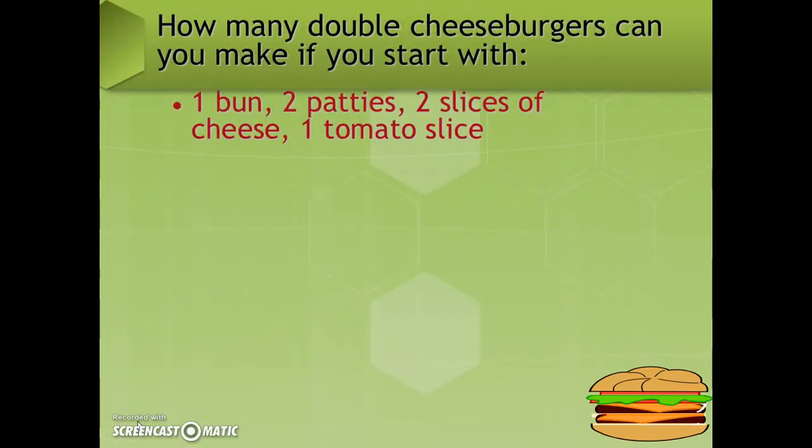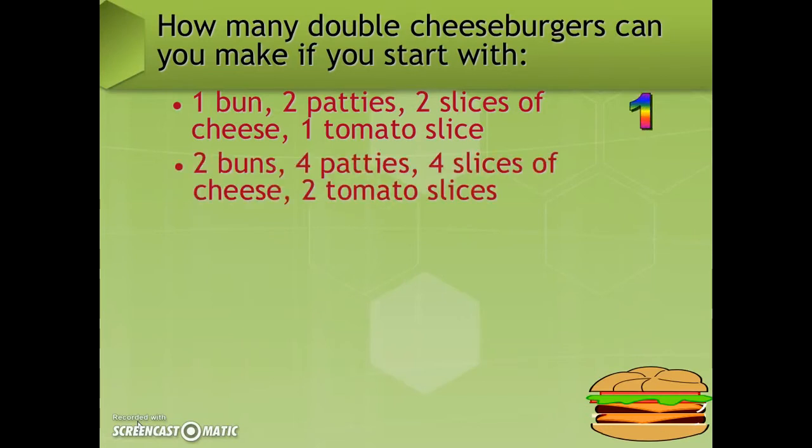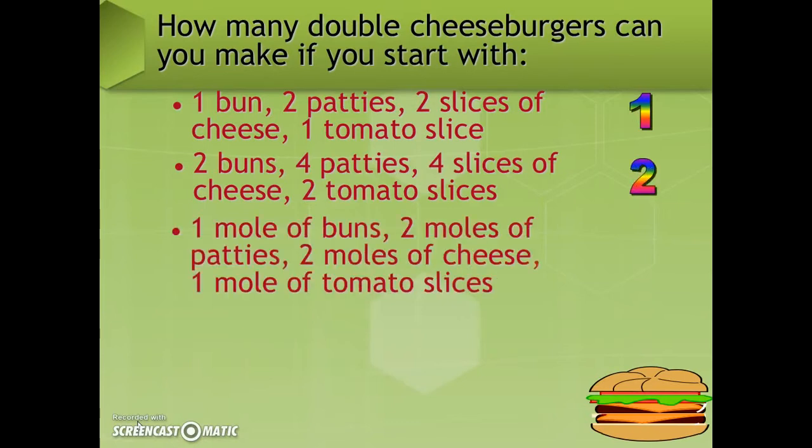Now, the question comes up when we start to look at how many of each given ingredient we have. If we have 1 bun, 2 patties, 2 slices of cheese, and a tomato slice, we obviously can make 1 burger. If we have double that of each one of those, we can make 2 burgers. And if we get wacky and say we have a mole of buns, 2 moles of patties, 2 moles of cheese, and 1 mole of tomato slices, we can make 1 mole of burgers.